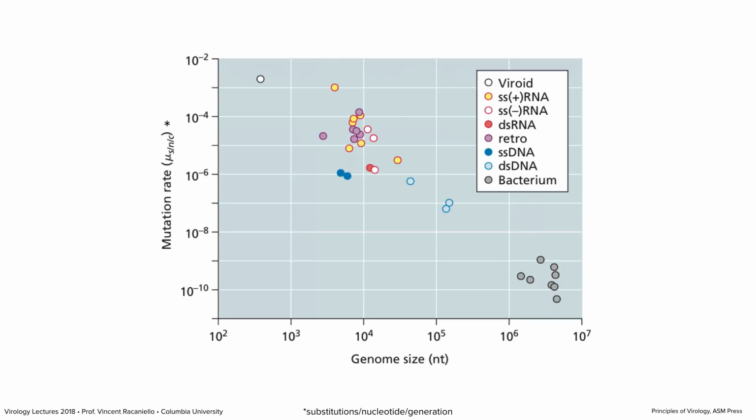We have then scattered among here, we're getting smaller and smaller now, viruses with single-stranded RNA. Those are the yellow circles, and retroviruses in purple. We have a double-stranded RNA virus here. You can see they're scattered. So this particular plus RNA virus has a very high mutation frequency. And then the highest mutation frequency of all is this point up here in the upper left called a viroid.